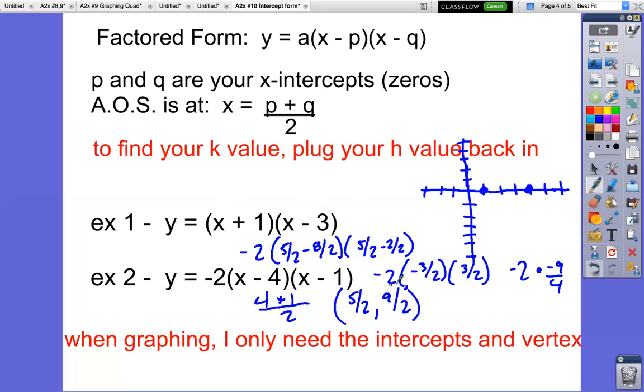So that's your H and K. So 5 halves is really 2.5. So 1, 2.5. 9 halves is really 4.5. 1, 2, 3, 4.5. Opens down, and that's it.